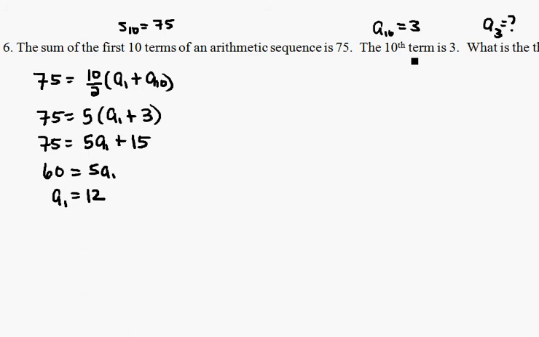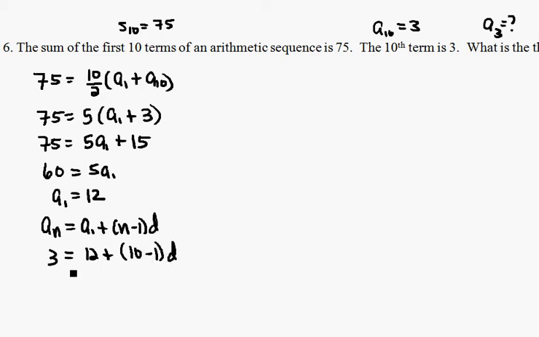Next thing I need to know is what is the common difference so I can determine the third term. Well, I know A sub 10 is equal to 3. So using this formula here, A sub 10 is 3, the first term is 12, the number of terms is 10, minus 1 is the formula. There's our common difference. Subtract 12 from both sides. I get negative 9 equals 10 minus 1, which is 9. So D equals negative 1.